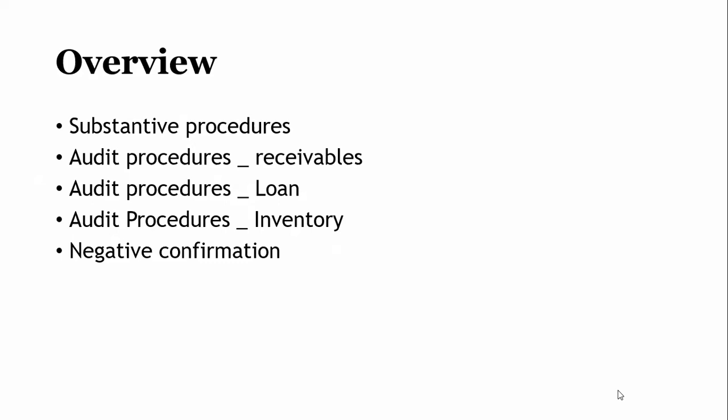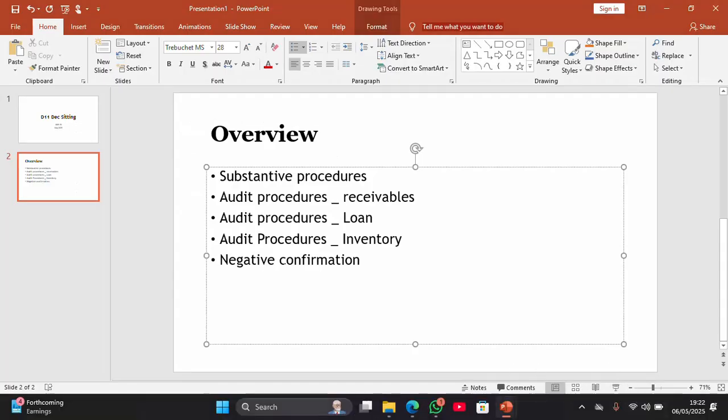Then we have got audit procedures on receivables. Then we have got audit procedures on loan. A loan is a liability, right? Then we've got audit procedures on inventory. Then the place of negative confirmation in terms of customer receivable confirmation. So there's positive and negative. If there's a negative, there is a positive.